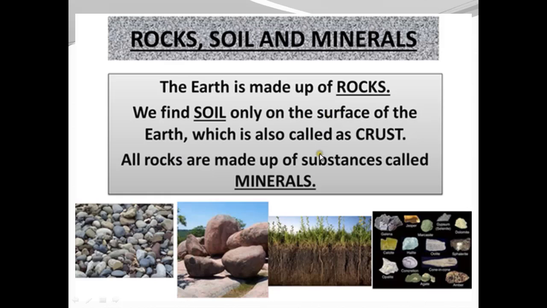Minerals make up the solid matter in Earth's crust, which we have seen in our previous lesson also, and many minerals form when magma cools and hardens into a solid beneath the surface of the Earth. The Earth is made up of rocks, and we find soil only on the surface of the Earth, which we also call the crust, and all rocks are made up of substances called minerals. Here are different pictures giving you an idea about the different minerals, rocks and soil.